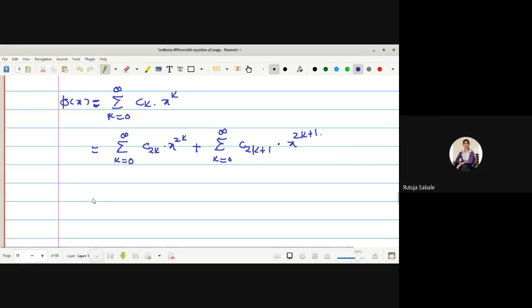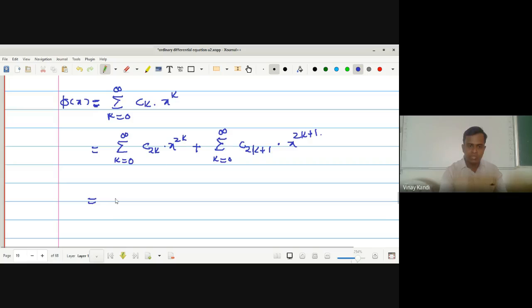No? Okay, sir. What is the value of this one? C2k. This is summation as it is, k running from 0 to infinity.